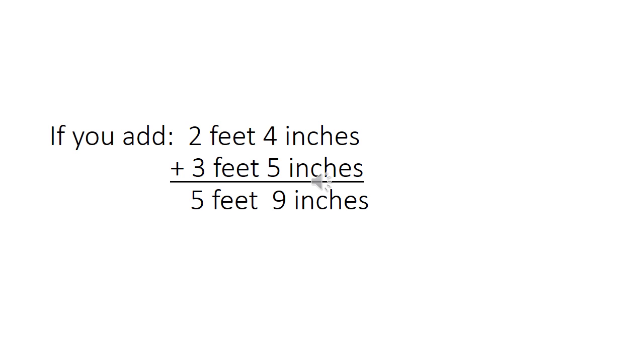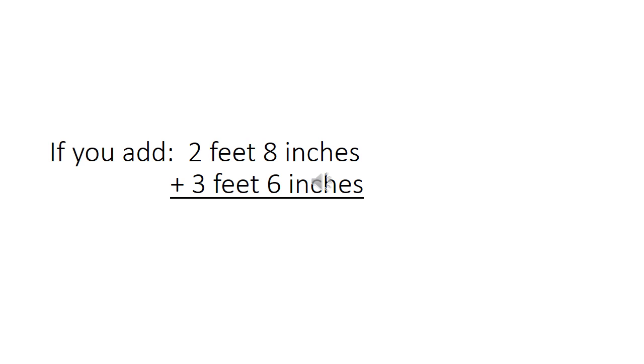Starting with quite a simple example, if you add 2 feet 4 inches plus 3 feet 5 inches, you just need to add the feet, there are 5, and the inches, there are 9, and the grand total is 5 feet 9 inches.